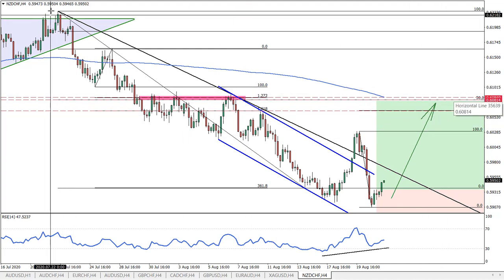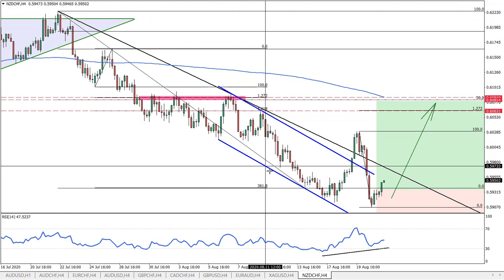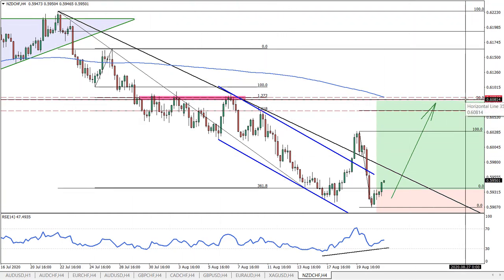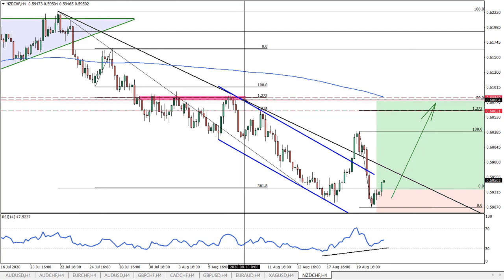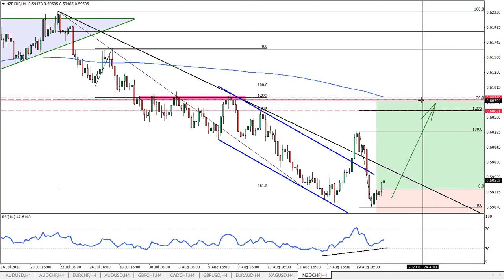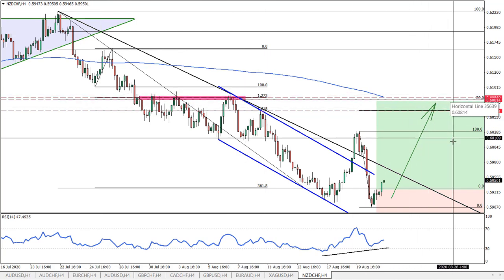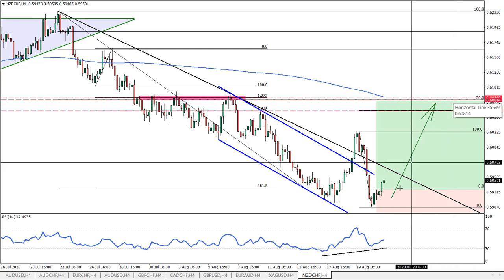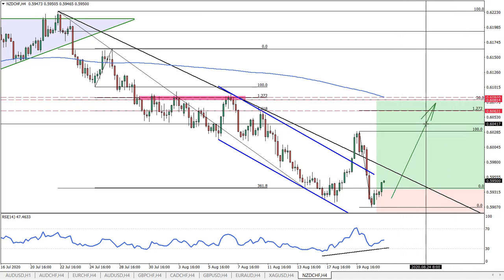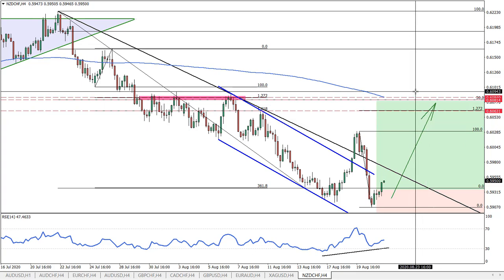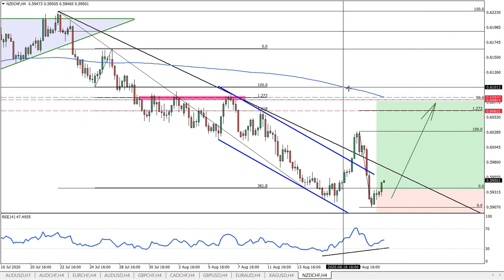There is a potential for more growth. There is a 50% FIBs. I have applied FIBs to this downtrend, and here is the 50% FIBs. And here is 127% FIBs. This is another resistance area, and I think it could be tested over the period of, I don't know, maybe throughout the next week, maybe earlier. And it could be that price will be going much higher.